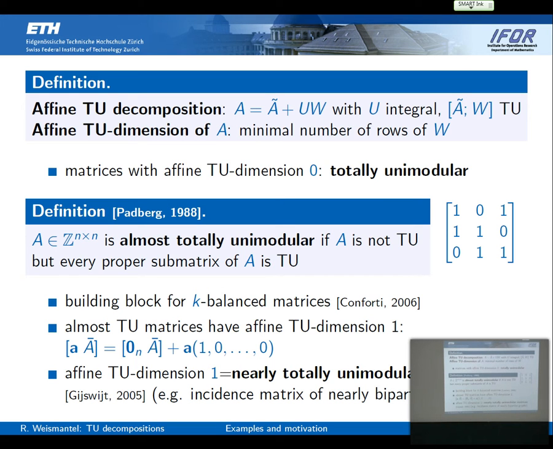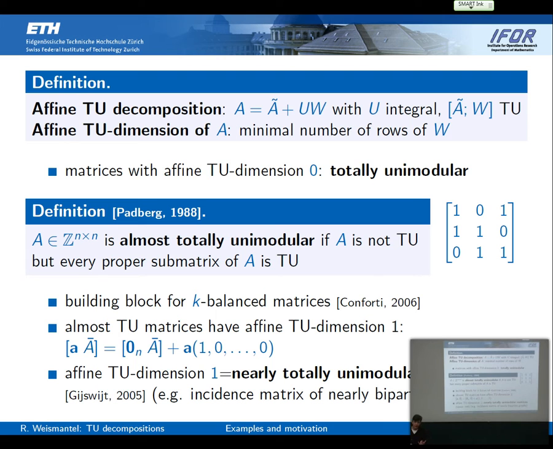And in fact, the matrices with affine TU dimension 1 have been called nearly totally unimodular matrices in a paper by Gijswijt from 2005. And in this paper, he showed that the corresponding polyhedron has the so-called integer decomposition property.